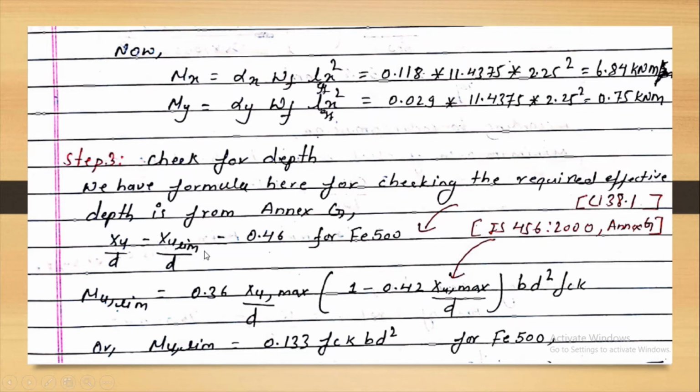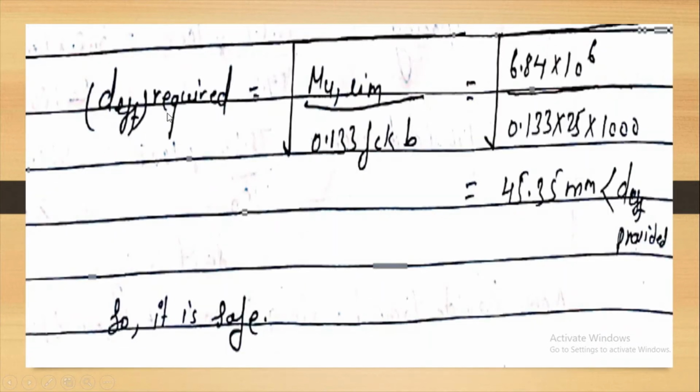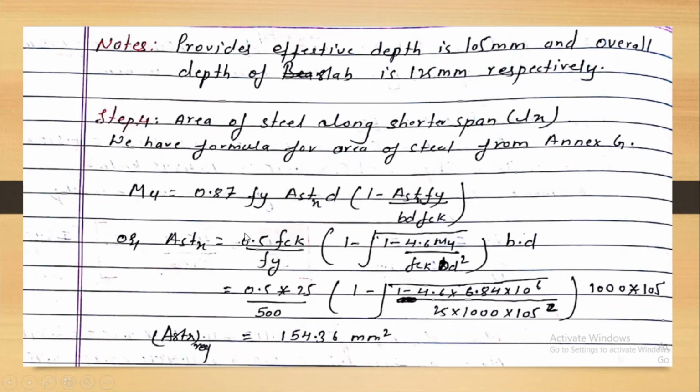At step number 3, we have to check for the depth. We have one formula: when xu by d is equal to xu limit by d, we can take xu by d as 0.46 for Fe 500. I'm using this formula for calculating d required. For Fe 500, Mu limit is equal to 0.133 fck b d squared, a relation we have taken from the SP 16 code as well. So d effective required is 45.35 mm, which is less than d effective provided, so it is safe. Our provided depth is greater than the required depth. Note that the provided effective depth is 105 mm and overall depth is 125 mm.